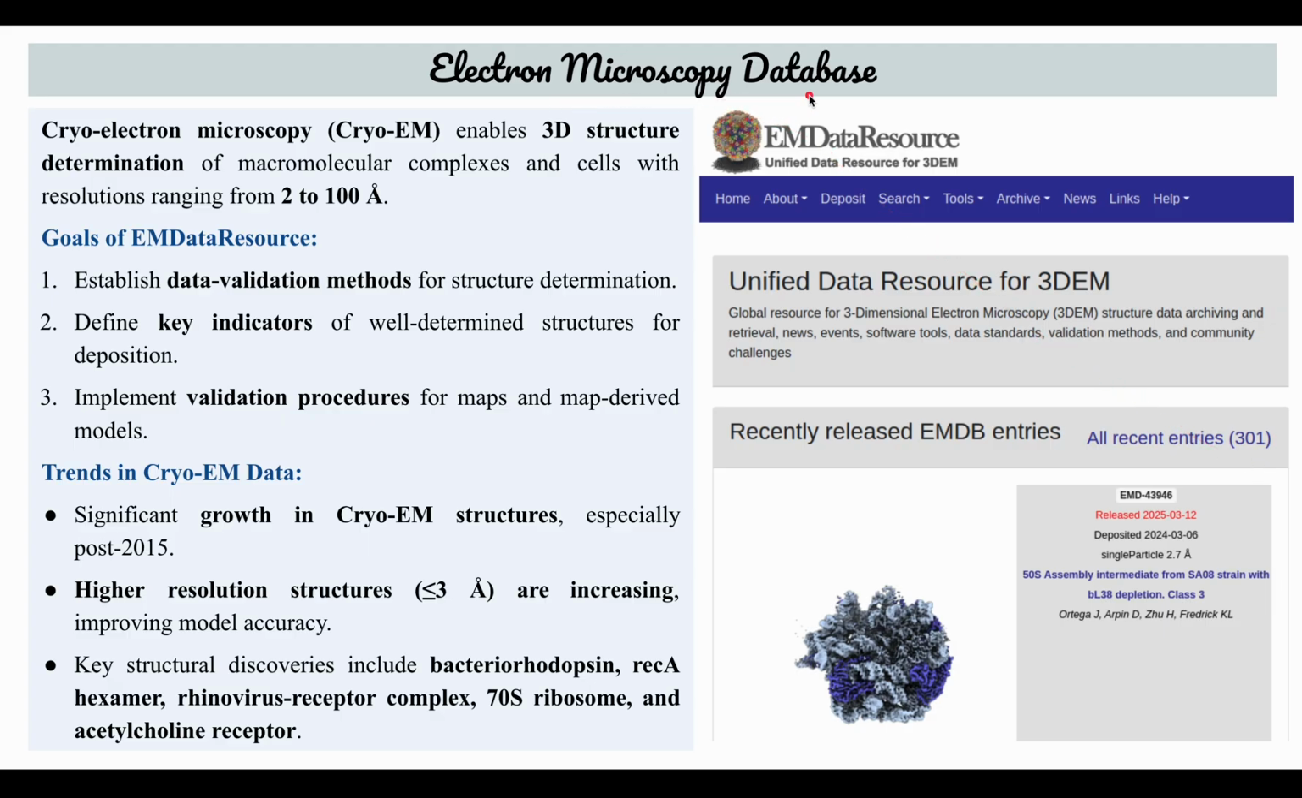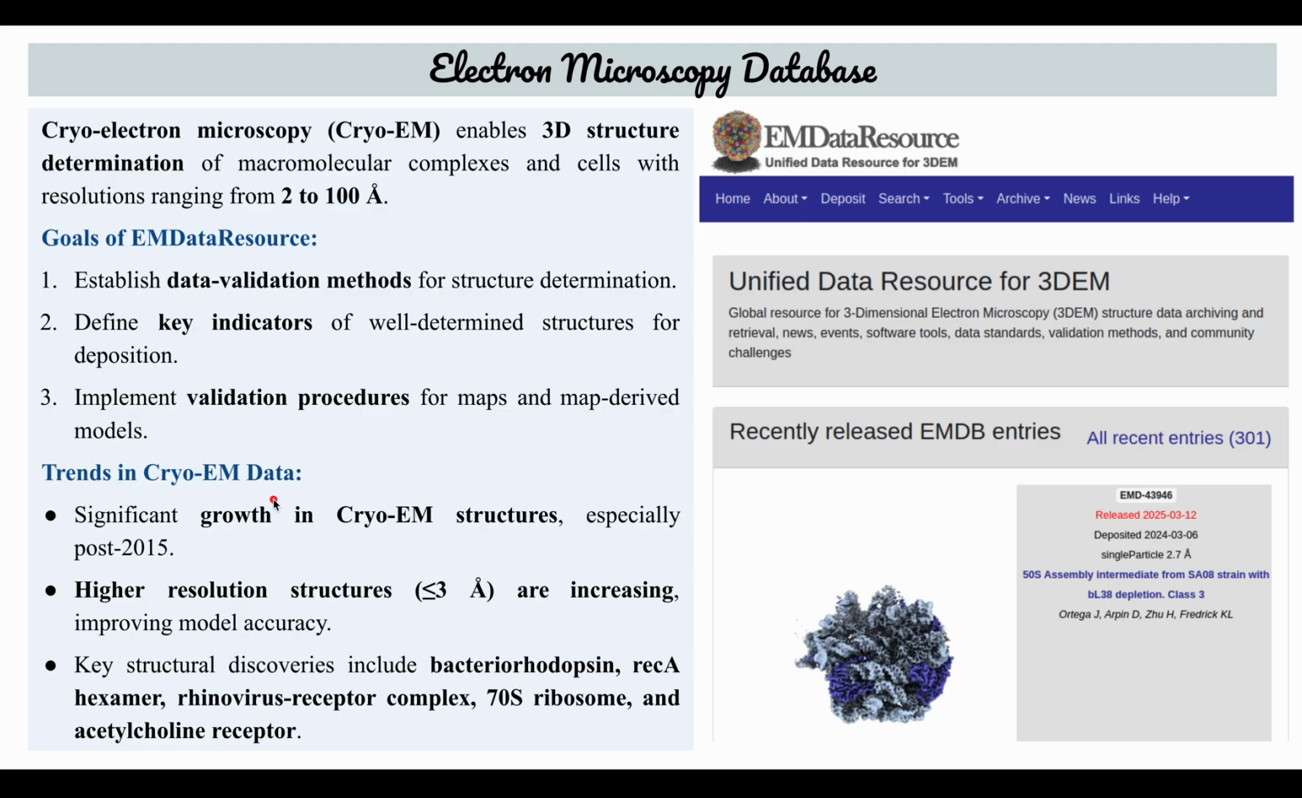Then comes the Electron Microscopy Data Bank. After PDB, this is the database which contains the cryo-electron microscopy structures observed from electron microscopy. All those structures are present in the EM data resource of macromolecular complexes and cells, with resolution ranging from 2 to 100 angstrom. The goal of this EM data resource is to establish data validation methods for structure determination, define key indicators of well-determined structures for deposition, and implement validation procedures for maps and map-derived models.